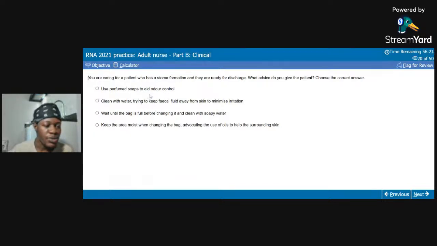Use perfumed soaps to aid odor control, clean with water, try to keep fecal fluid away from skin to minimize irritation, wait until the bag is full before changing it, keep the area moist when changing. No, no. Our answer should be to clean with water and try to keep fecal fluid away from the skin to minimize irritation. Because once they clean and fecal fluid is not on the skin, there's no way they would be irritated. Something in me says probably to use perfumed soaps as well, but if they clean it properly, I don't think there should be odor. So no perfumed soaps, I would say clean with water.